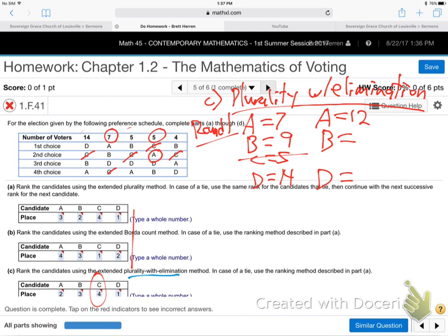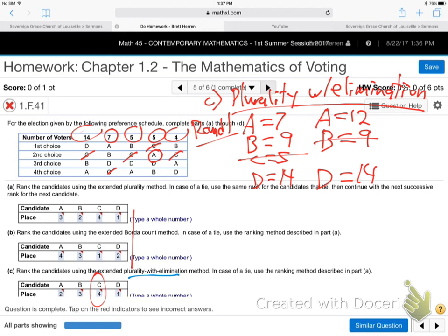So, round 2, how many did B get? B got 5 and 4, 9. That didn't change. D didn't change, 14. All right. So, that's round 2. Now, again, we drop out. We eliminate the low guy. Who's out? B. Yeah, this time B is out.